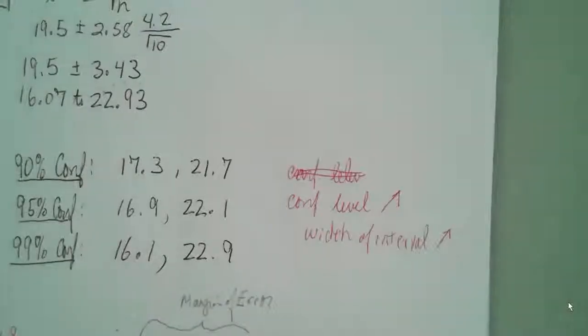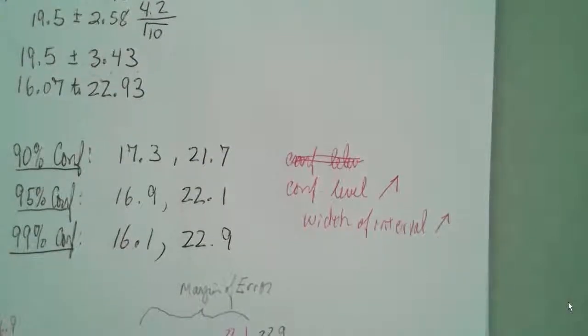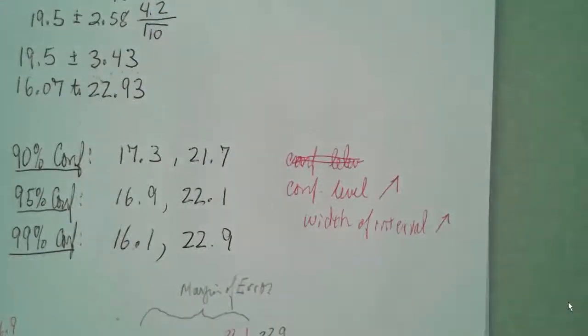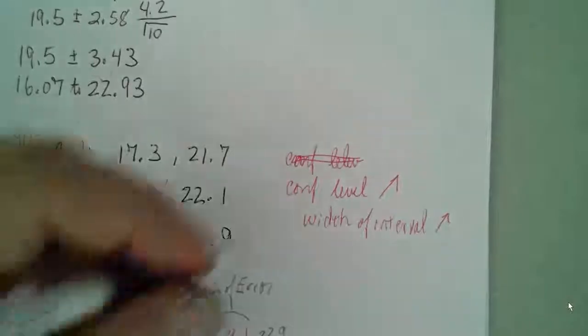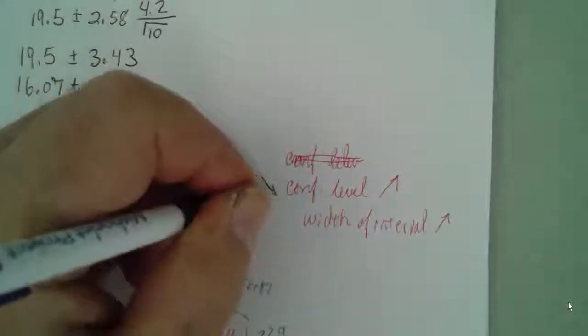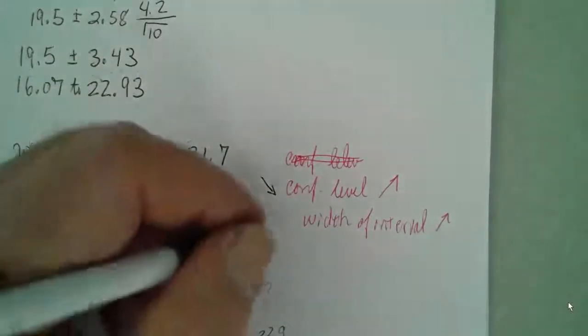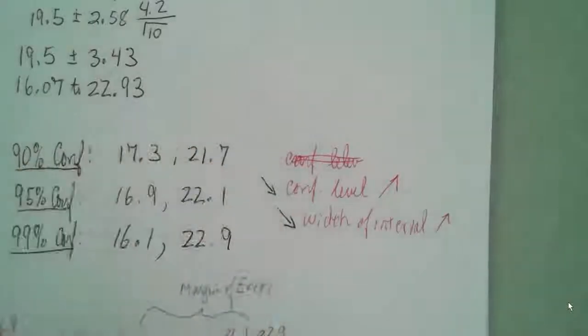As the confidence level goes up, the width of the interval also goes up. And the opposite is likewise true. As the confidence level goes down, the width of the interval also goes down.